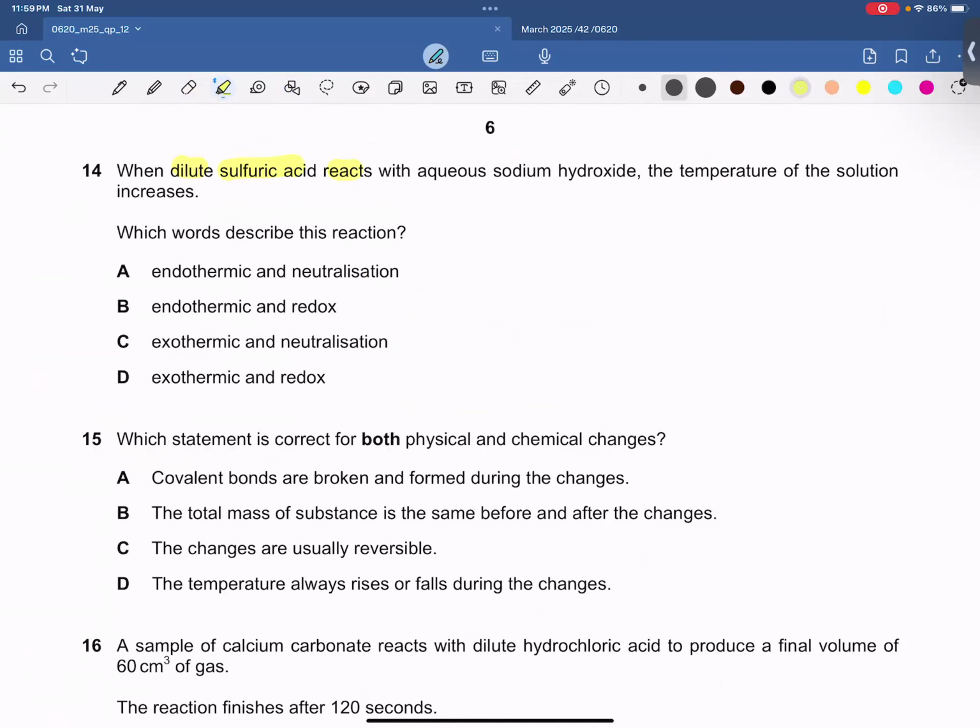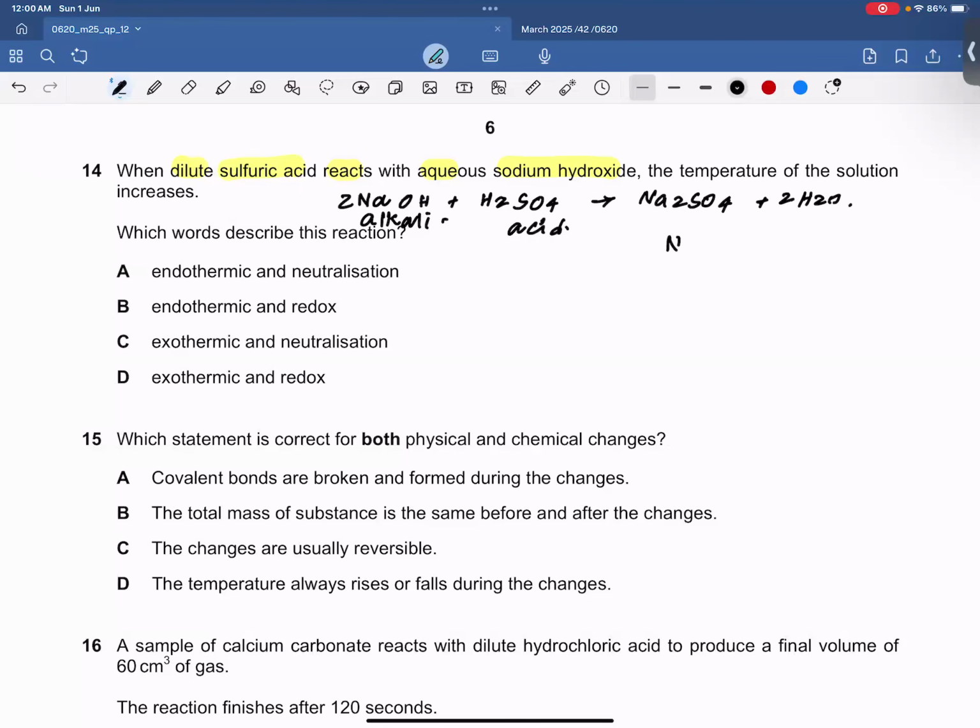When dilute sulfuric acid reacts with aqueous sodium hydroxide. Let me write the equation first. This is NaOH. It is reacting with sulfuric acid. According to my lecture, whenever NaOH and H2SO4 react together, always sodium sulfate, which is your salt, and water is formed. Since we have 2 sodium here, in order to balance the equation we need to put 2 here, and in order to balance the number of hydrogen, we need to put 2 here. This is basically your acid, and this is basically your alkali. So technically, it is a neutralization reaction.